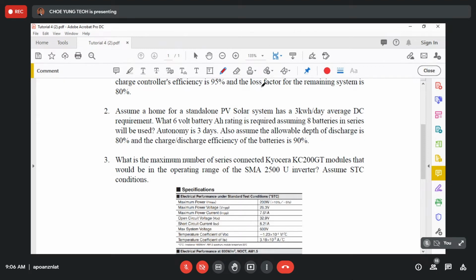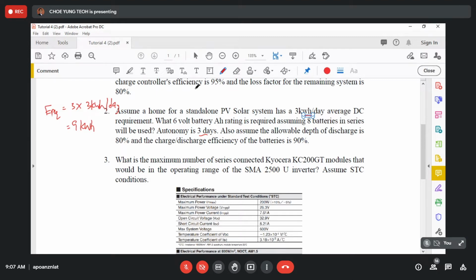Okay, let's start from the question here. I think it's straightforward. You need 3 kilowatt hour per day, and autonomy is 3 days. So it means that your battery should be able to supply the energy for 3 days, which is 3 times 3 kilowatt hour. So the energy required should be 3 days times 3 kilowatt hour per day, so we have 9 kilowatt hour. This is the amount of energy your battery should supply.